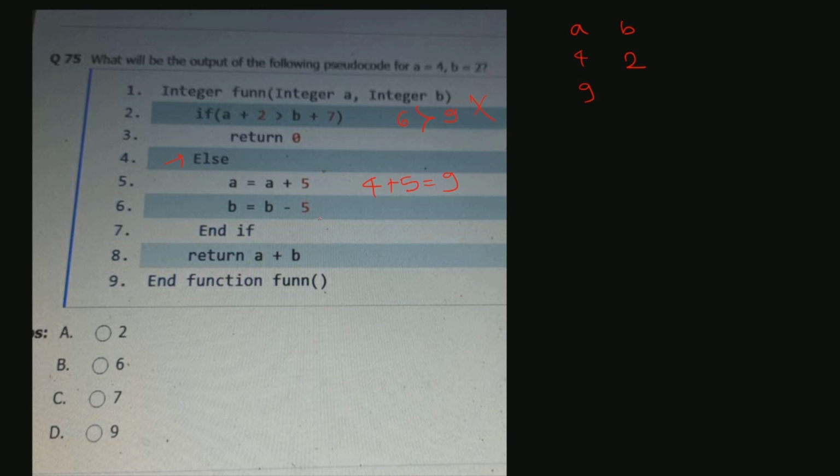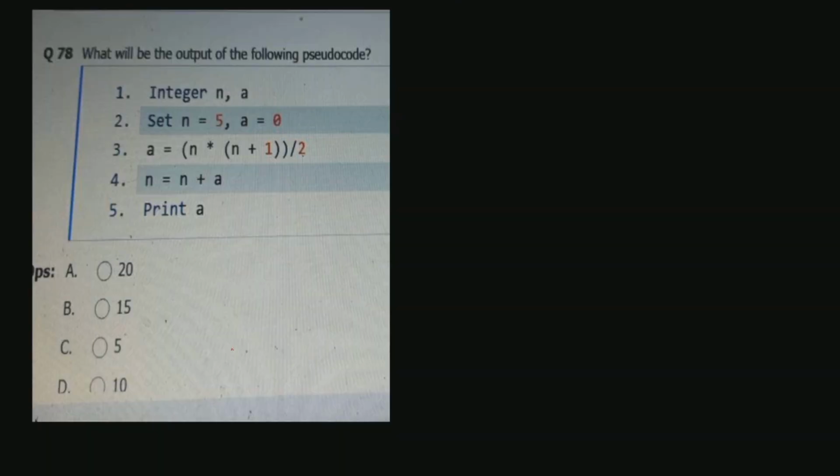B equals to b minus 5. So b is 2 minus 5 is equals to minus 3. So our new value for b will become minus 3, and we are returning a plus b. So 9 plus minus 3 is equals to 6. So our option B, 6, will be the correct answer.